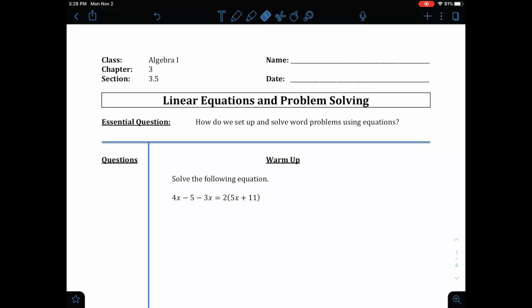Alright, so we have a warm-up which we need to solve. Go ahead and see if you can solve it all on your own without me giving any help, and then we'll go through it in a second.